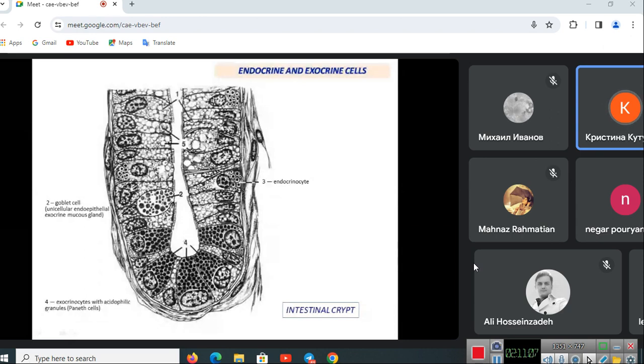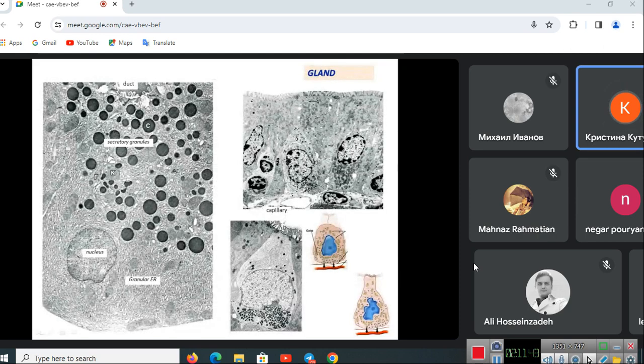But if we look at the cell here, it has the secretory vesicles in its basal portion below the nucleus here, and it means that these vesicles will be released through the basal surface of the cell, and the content of these vesicles will go through the basement membrane to the underlying connective tissue and finally to blood capillaries. And it means that we see here an endocrine cell. So we should look at the location of secretory vesicles.